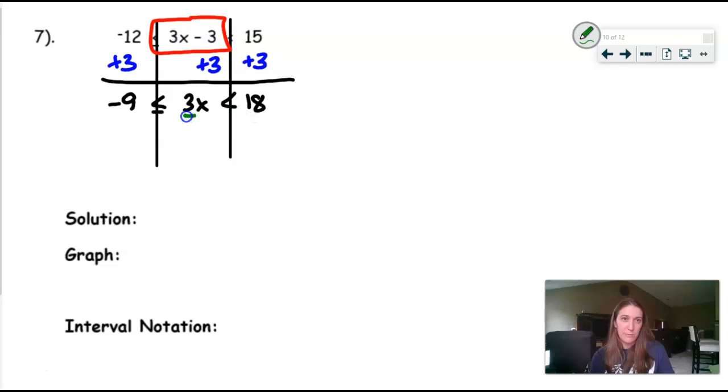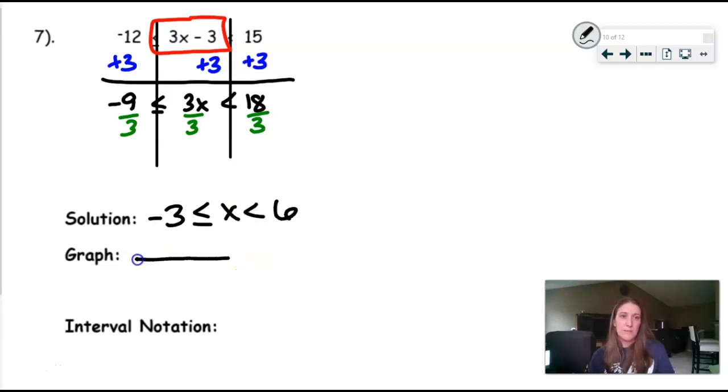Alrighty, we're going to divide everybody by a 3 now. And we have our solution. So we have negative 3, which is less than or equal to x, which is less than 6. So this time, I still want all my values that are between negative 3 and 6. But as far as the endpoints go, we gotta be a little careful.